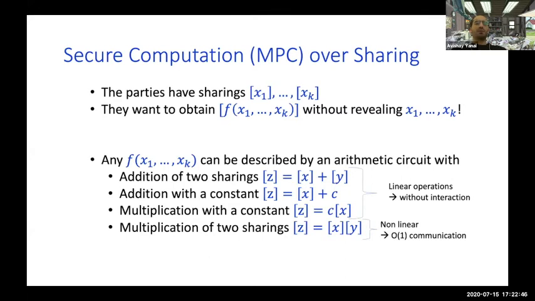Now, the communication complexity for a single multiplication operation is constant per server.